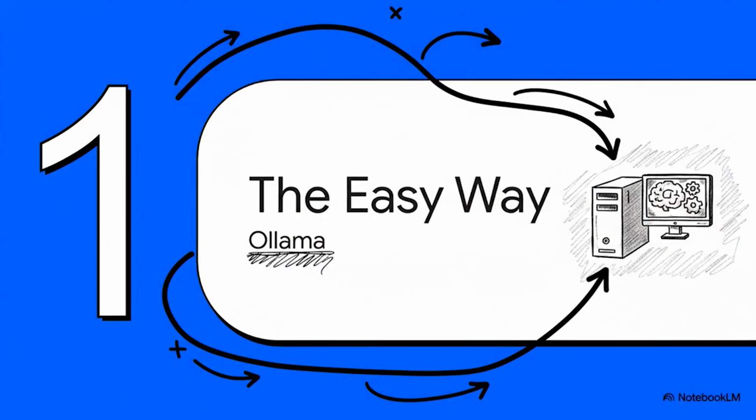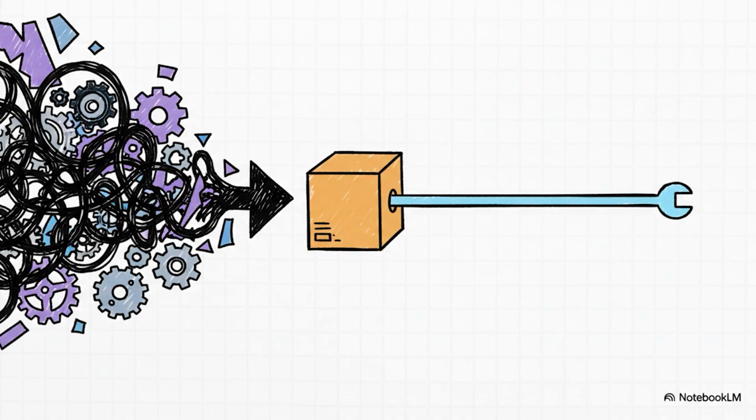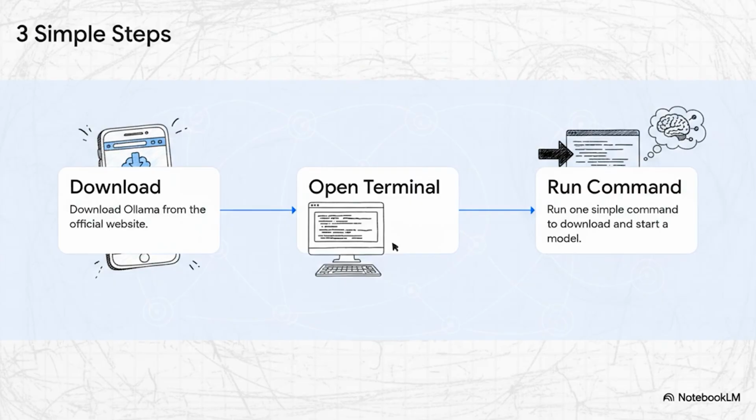So we're going to look at two different ways to do this. And we're going to start with the easy way, using a fantastic tool called Ollama. The reason Ollama is so great is that it basically packages up all that super complex AI stuff into something you can just install, like a normal app. You can get it on Windows, Mac, or Linux. And you don't have to wrestle with a million different Python dependencies. It just works.